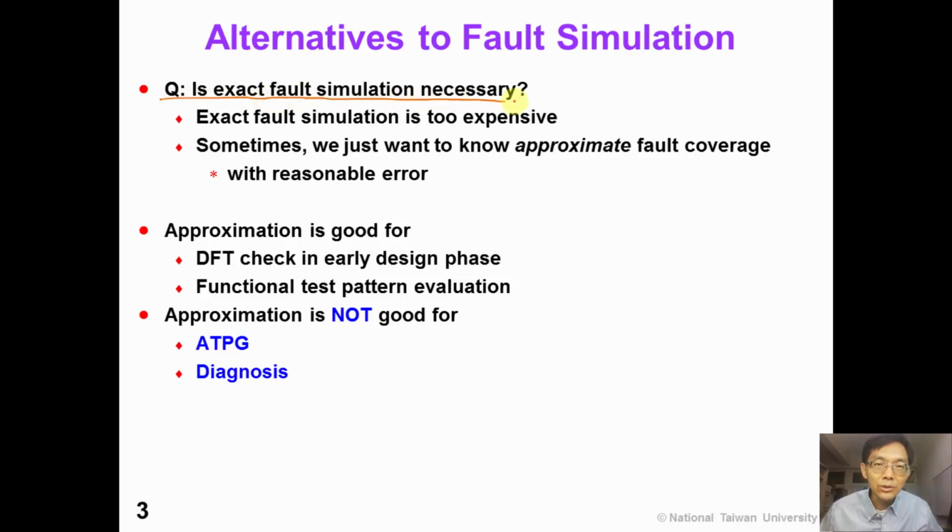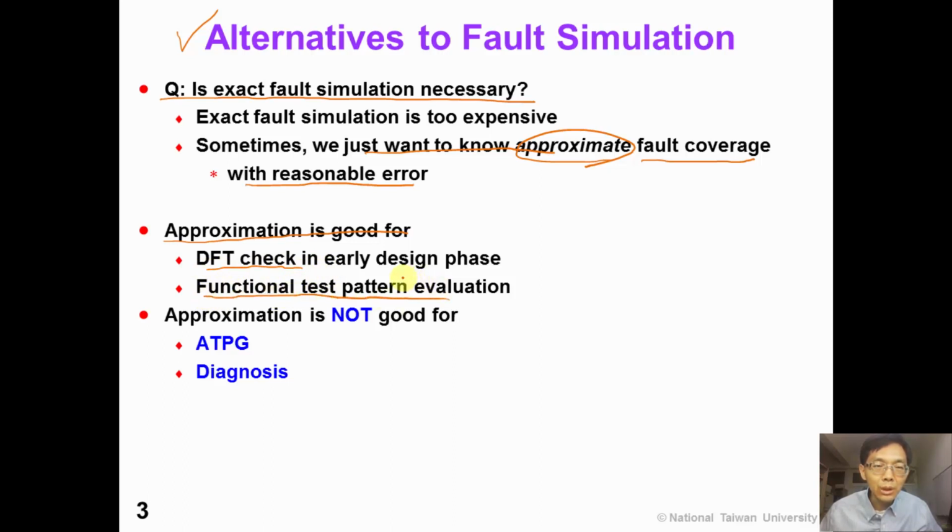Is exact fault simulation necessary? Sometimes we don't even have to know the exact fault coverage. We just want to know approximate fault coverage with reasonable error. So this is the reason why sometimes we need alternatives to fault simulation. Approximate fault coverage is good for DFT check in early design phase or functional test pattern evaluation.